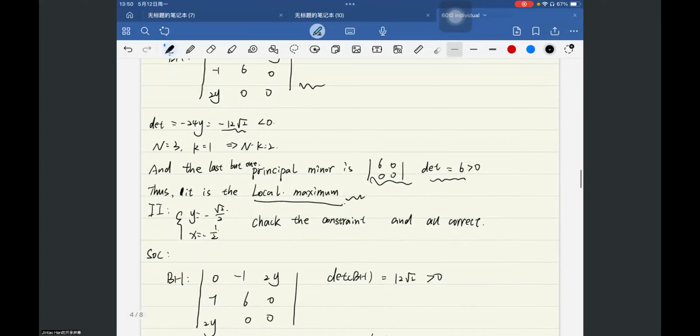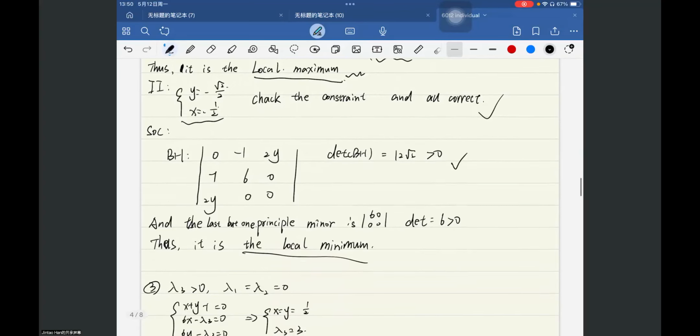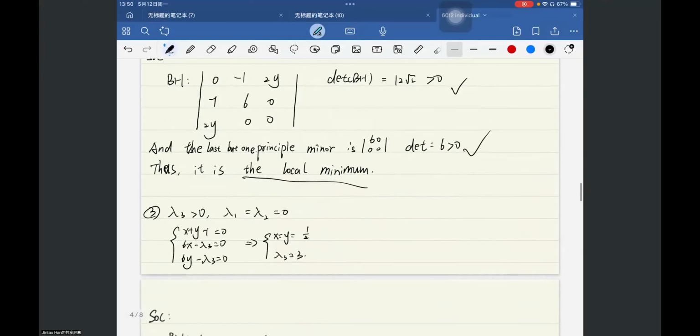And the second situation is this. We checked that the constraints are all correct too. The second order condition is similar but not the same as the previous one. In this case, the bordered Hessian determinant is larger than 0, and the last but one principal minor is larger than 0 too. So in this case, this is a local minimum.